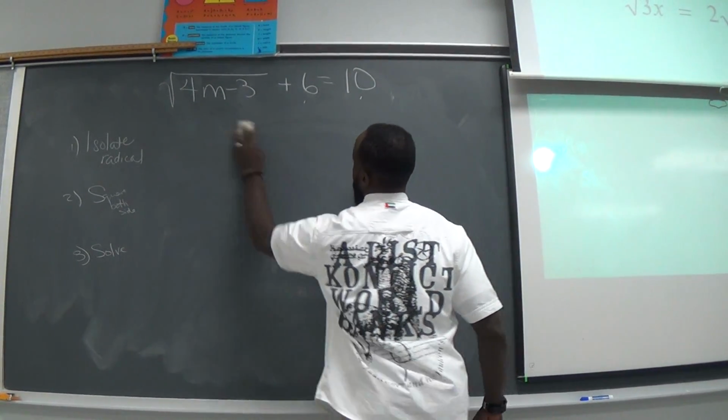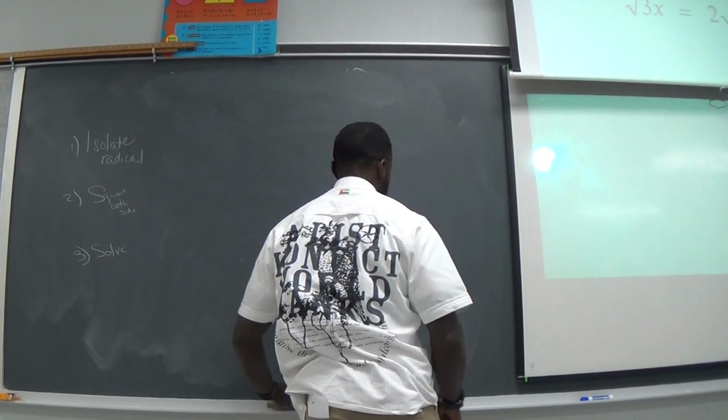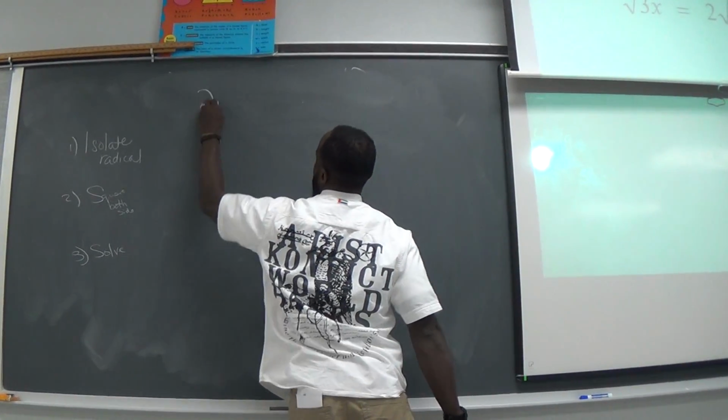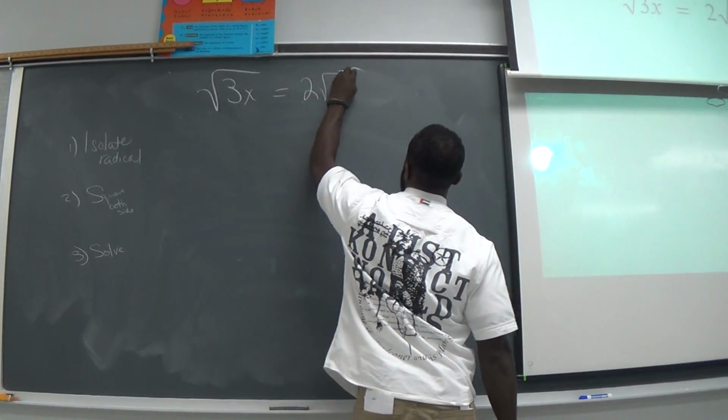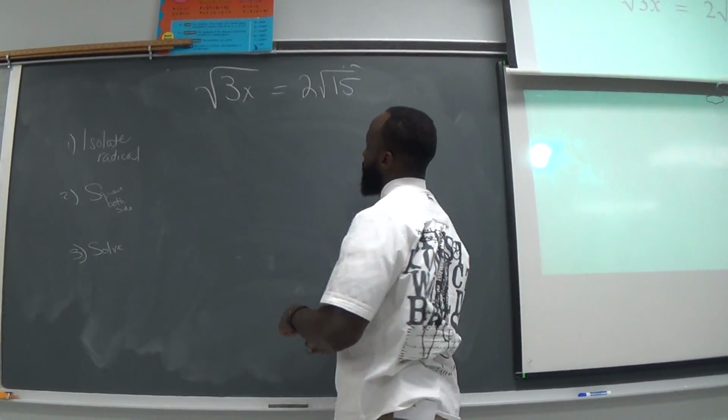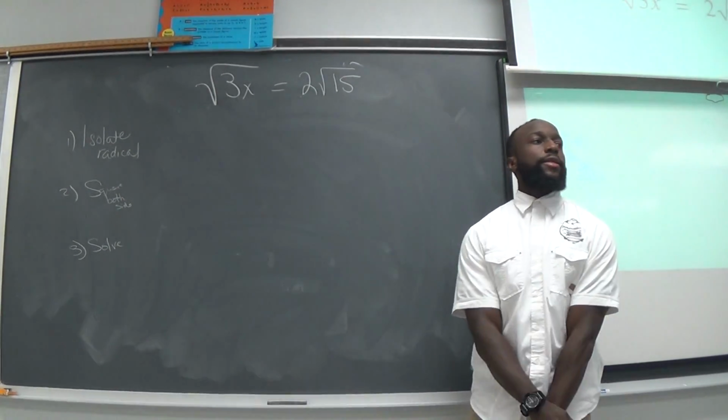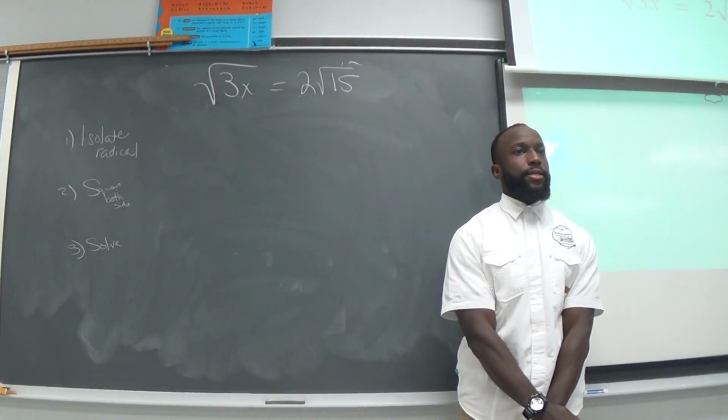Alright, let's look at this problem. Quietly. So we've got the square root of 3x equals 2 times the square root of 15. What do you think you do first? Raise your hand and tell me.